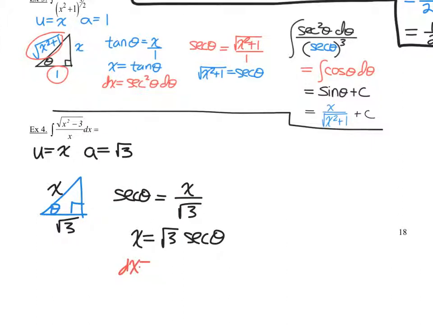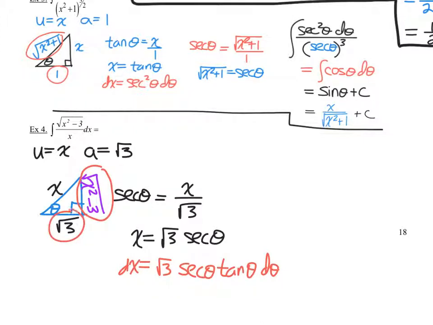So dx equals, it's a little beefier, radical 3, what's the derivative of secant? Secant x tan x, but in this case theta's, with a d theta at the end. All right. The missing leg, using the Pythagorean theorem, would be what we're looking for, the square root of x squared minus 3. The ratio of that side over the constant would be the tan ratio. Opposite over adjacent. So tan of theta is equal to that.